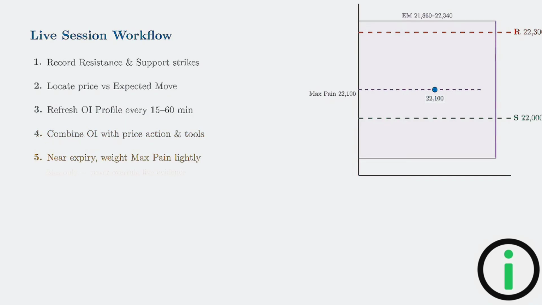Step 5. Near expiry, give max pain slightly more weight as a directional bias, but never allow it to overrule contradictory live evidence. This process prevents a common mistake, looking at one attractive line and treating it as a complete trading plan. The profile is most useful when it is refreshed, compared, and interpreted with the chart.